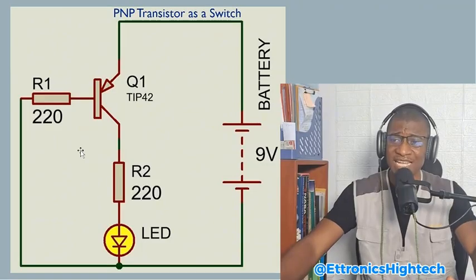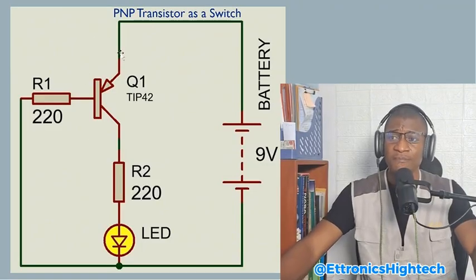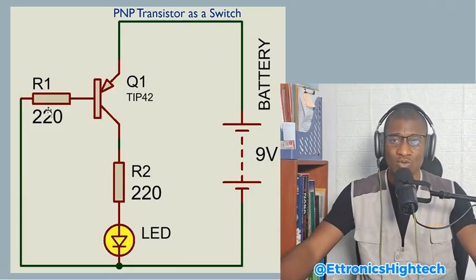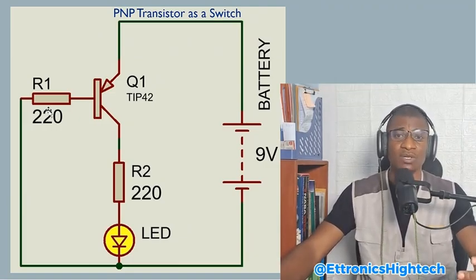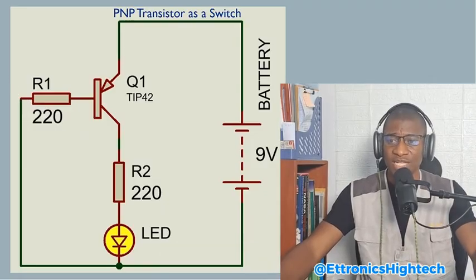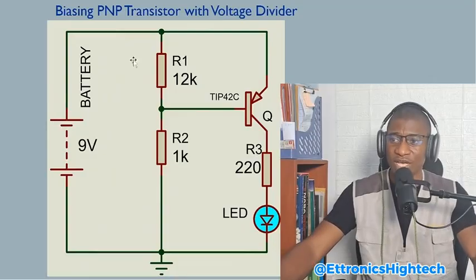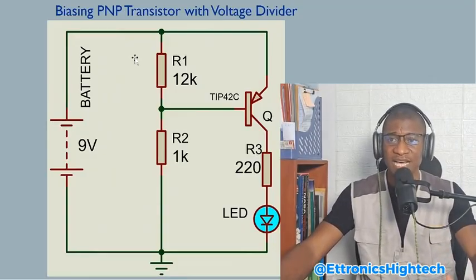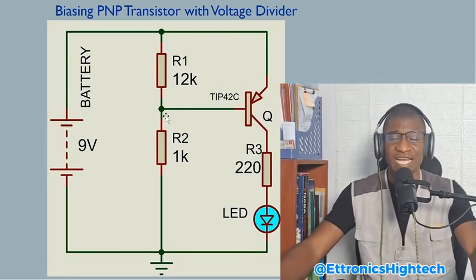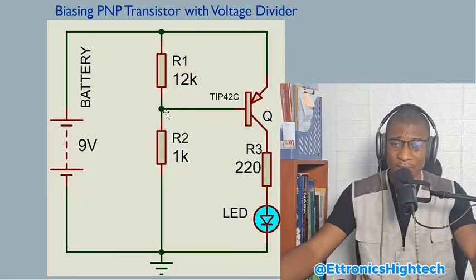What matters is to let the voltage difference between the emitter and the base be something reasonable, say about 0.6 volts and above. So to realize a circuit whereby we can bias our transistor without using 0 volts, that is for a PNP transistor, we check out this circuit. This circuit here uses a voltage divider network to bias the PNP transistor, and at the end of the day we were able to bias the transistor.